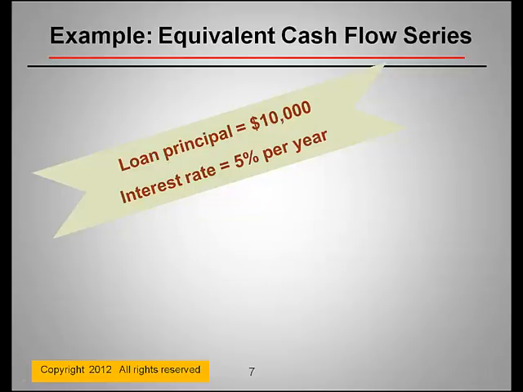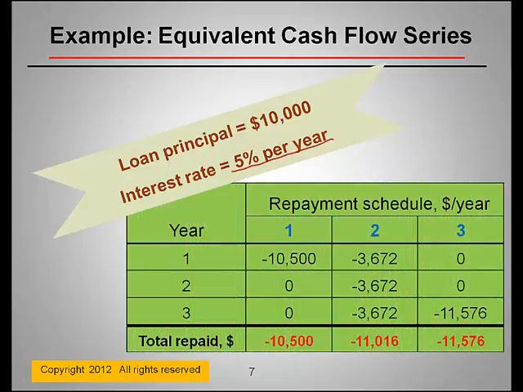Let's assume that $10,000 is borrowed today at an interest rate of 5% per year. Here we see 3 repayment schedules. They are all equivalent because they have a current value of $10,000 when the time value of money is considered. As you can see, the timing and amount of each repayment amount over the 3 years is different for each schedule. The techniques to determine these amounts are discussed later.